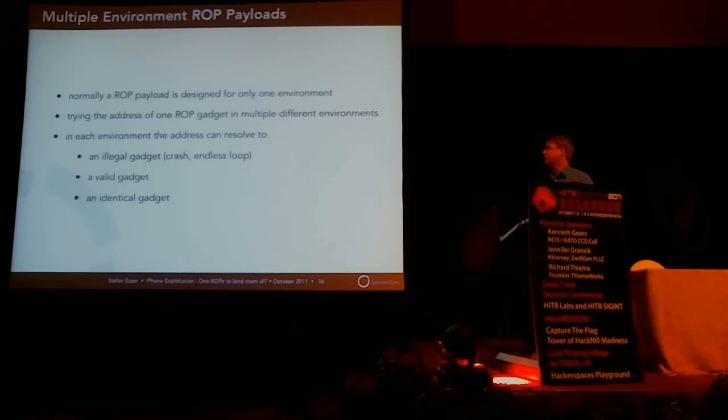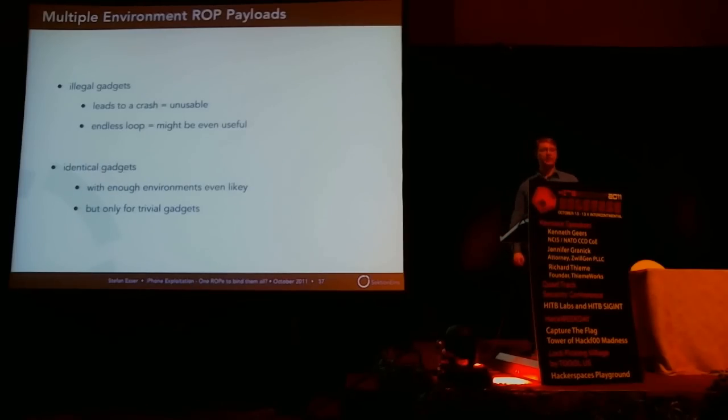So what we learned is normally when you have a ROP payload, it is designed for one environment and for one environment only. And if you try it in different environments, it will end in a crash most likely. But what can happen exactly is that you either have, at the same address, an illegal gadget, like a crash or an endless loop. You can have there a different or compatible valid gadget, or you can have even an identical gadget, like the same gadget is at the same address in another environment.